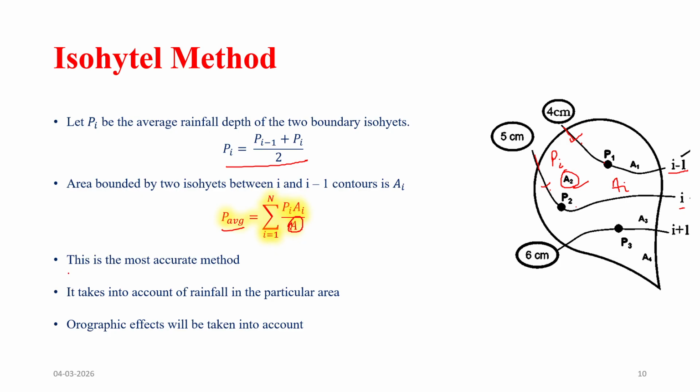This is considered one of the most accurate methods because it captures the real spatial pattern of rainfall. It accounts for rainfall in every part of the area. Also, the orographic effects are considered through the way the contours are drawn.